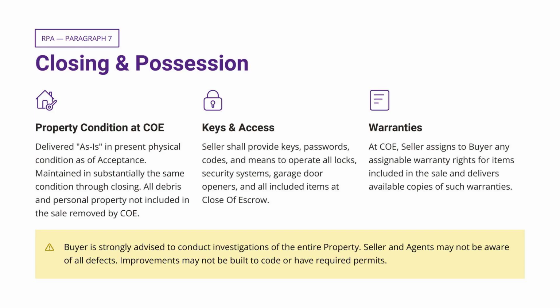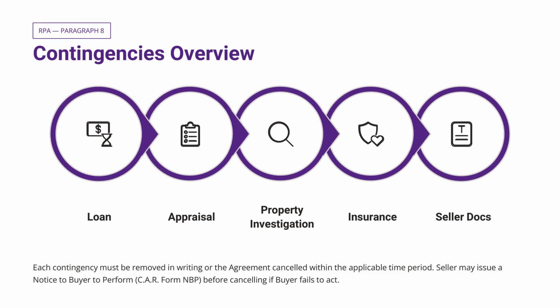Agents should advise buyers to thoroughly investigate, as defects may exist, and improvements might not be up to code or permitted. Contingencies are critical protections within the RPA. These include loan, appraisal, property investigation, insurance, and seller document contingencies. Each must be removed in writing within its specified time frame. If a buyer fails to act, the seller may issue a notice to buyer to perform before canceling the agreement.